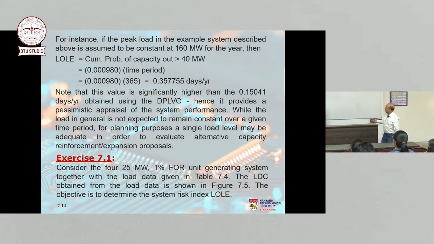So that's what we have done now. We can use any of the load curves, but constant load gives you a pessimistic appraisal. Obviously, you can see the number is much higher, yeah? 0.35, which is almost more than double of the number that we obtained using a load curve, straight line curve.